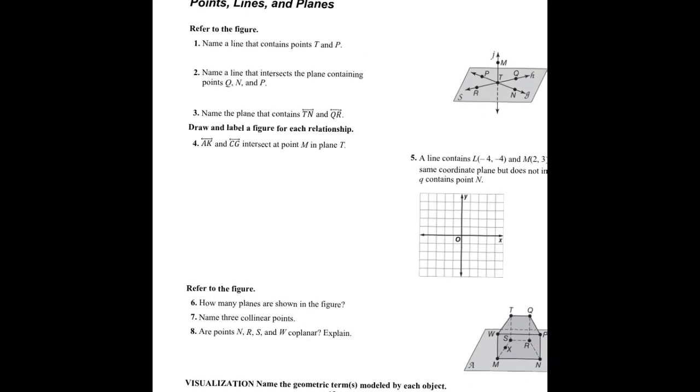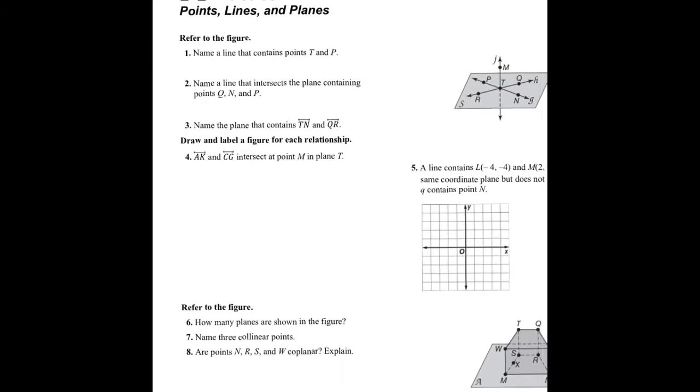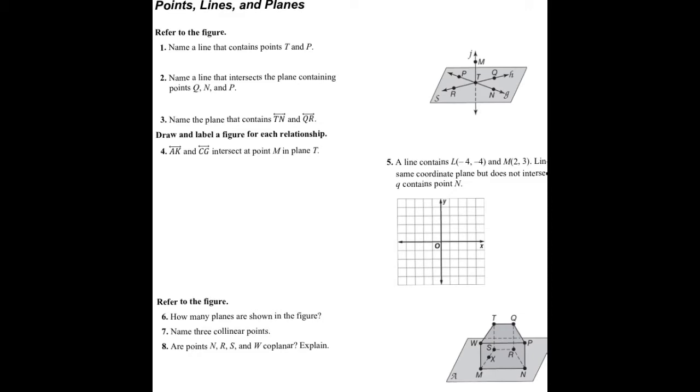The first part, number one, asks us to name a line that contains points T and P. I am just going to show you where points T and P lie. So this right here is the line that contains points T and P. So when I think about the name for that, I could call it line G, or I could call it line PT with a bar with arrows on the end of it, or line TS. But I could also call it line PS. That's not an S, that's an N. I'm sorry. Probably should go throw my glasses on. That's an N. So line PT, line TN, or line PN.